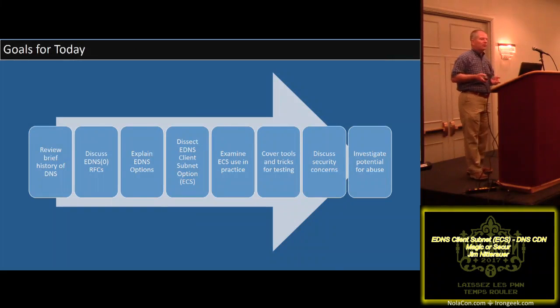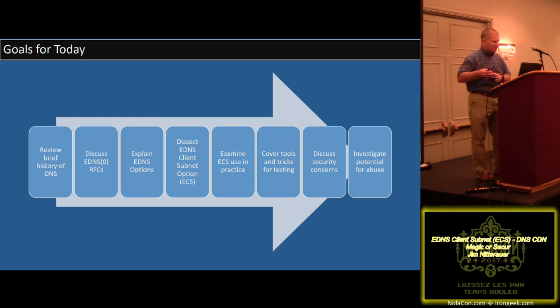So our goals for today, we're going to review a brief history of DNS all the way from the beginning. Long time back, some of you aren't even that old, so you won't know much about this because you were tiny at the time. We're going to discuss EDNS0 RFCs. We're going to look at how they came into being. We're going to explain one of those EDNS options. We're going to say what they are. We're going to examine one of those particular options that's in play, which is EDNS Client Subnet. We're going to look at some tools for how we would check DNS servers to see if they do support that, if we're getting responses or they're leaking data on our behalf. And then we're going to discuss some security concerns with that and look at some ways that that could potentially be abused.